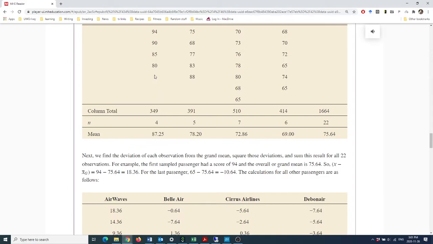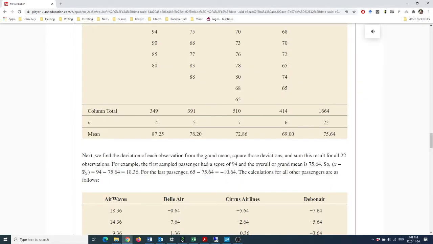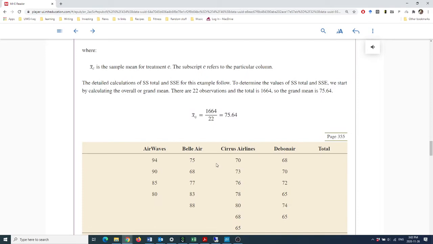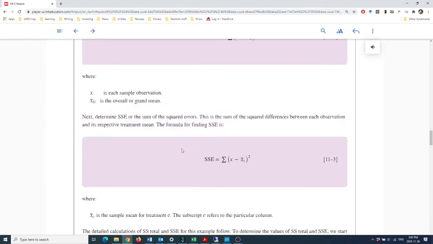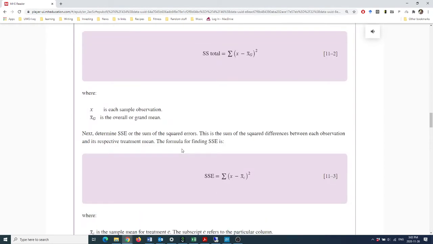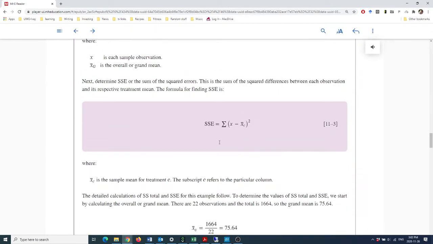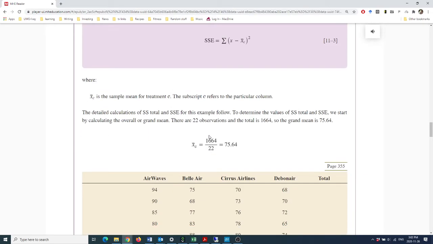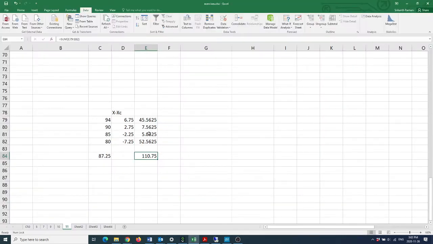Once you find out the sum of squares for each of these 4 groups, so this is going to be, okay, this is 110.75. Sum of squares for error here. Detailed calculation, that's for error. 94 minus 95.64 square, 18.36 square.